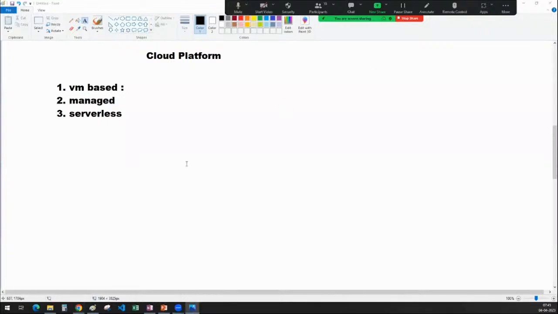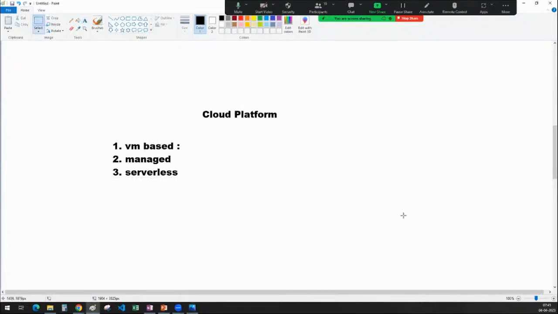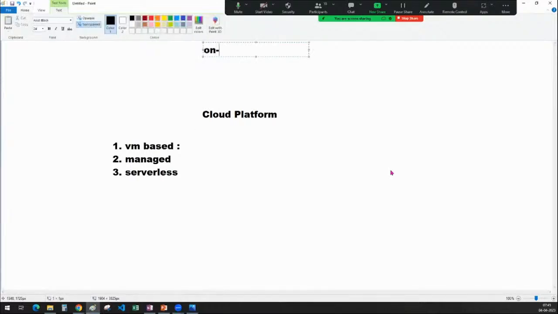Sorry guys, I'm back now. There are three categories in cloud platforms: VM based, managed, and serverless. But before this, there is one more category which is not a cloud platform, that is the non-cloud platform. We call it on-premises. It is not a cloud.